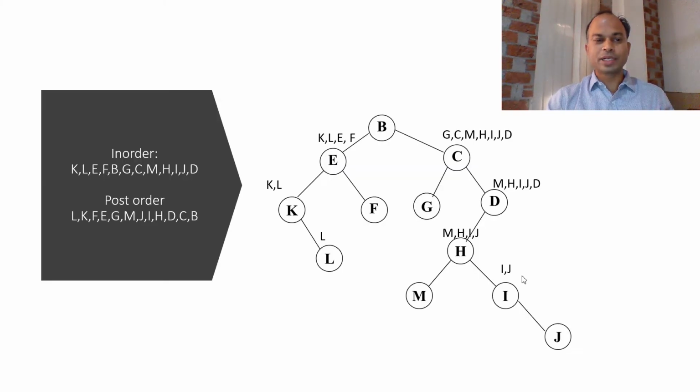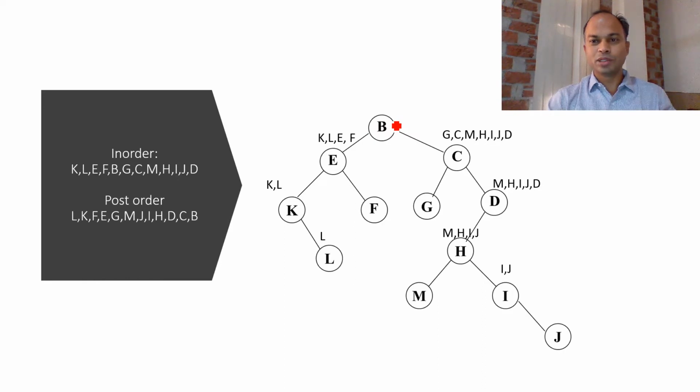If we talk about these two sequences, say in-order and post-order are given, how can we construct the tree? Initially we have to refer to our post-order sequence, and our post-order sequence's last value is B. Therefore B is our root, because whatever the last value of the post-order is always the root. I mean we have found the root.